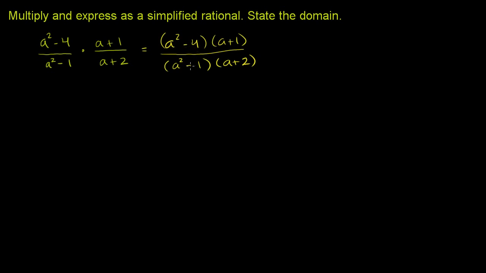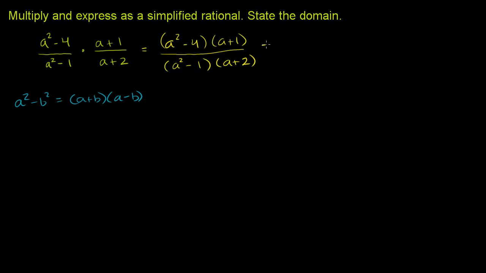Now, the a squared minus 4 and the a squared minus 1 might look familiar to us. These are the difference of squares, a special type of binomial that you can hopefully recognize immediately, which takes the form a squared minus b squared. It's always going to be equal to a plus b times a minus b. So we can factor this a squared minus 4, and we can also factor this a squared minus 1. That'll help us simplify the rational.